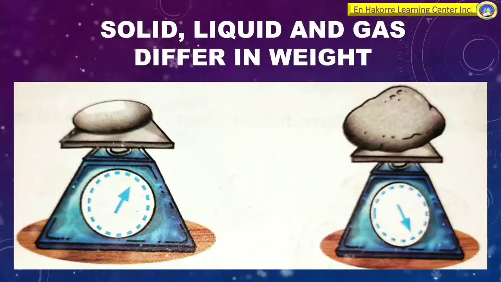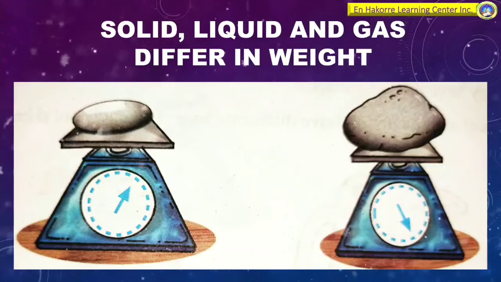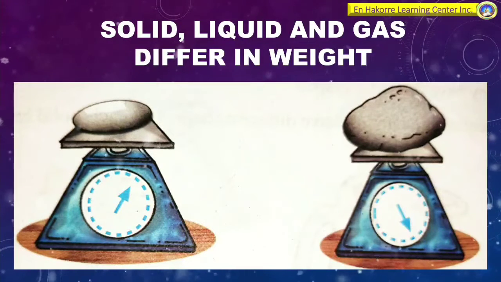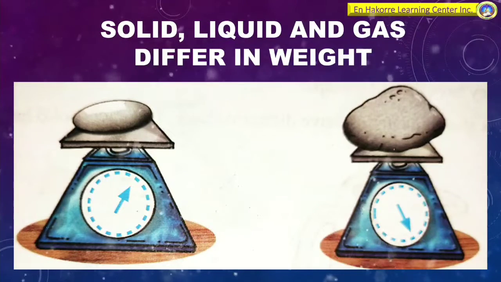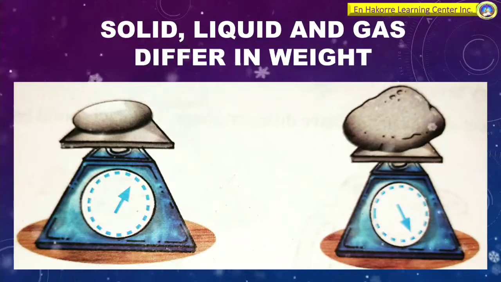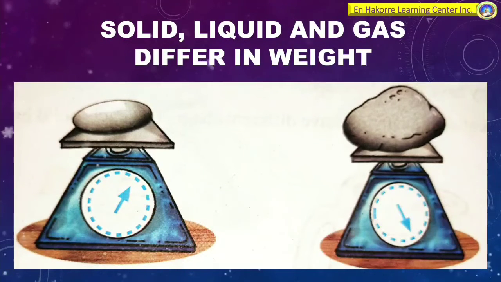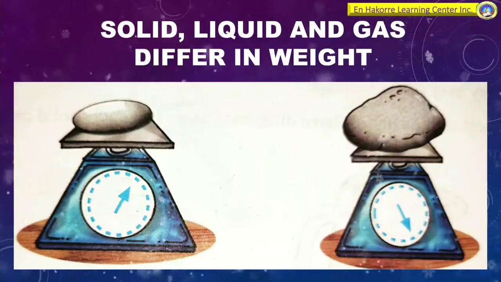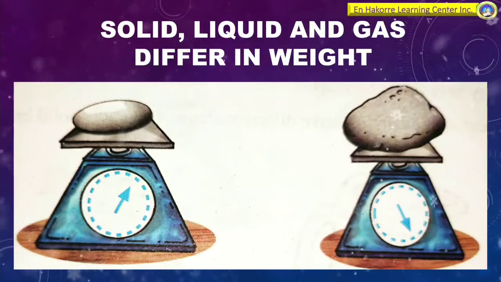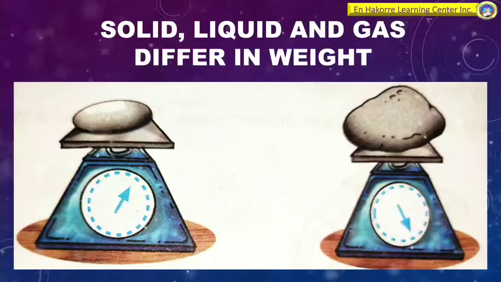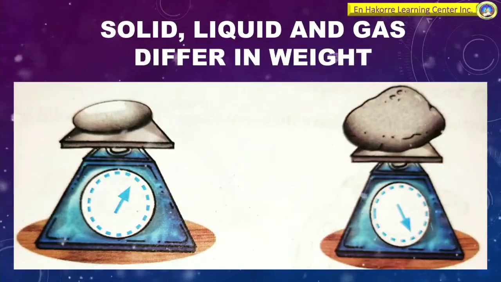Since you already know, children, that solids differ in weight, the same is true with liquid and gas. They also differ in weight. The bigger the container which has water, the greater its mass. If it is a small container of water, meaning, children, that it also has smaller mass, or it is lighter compared to water inside the big container.